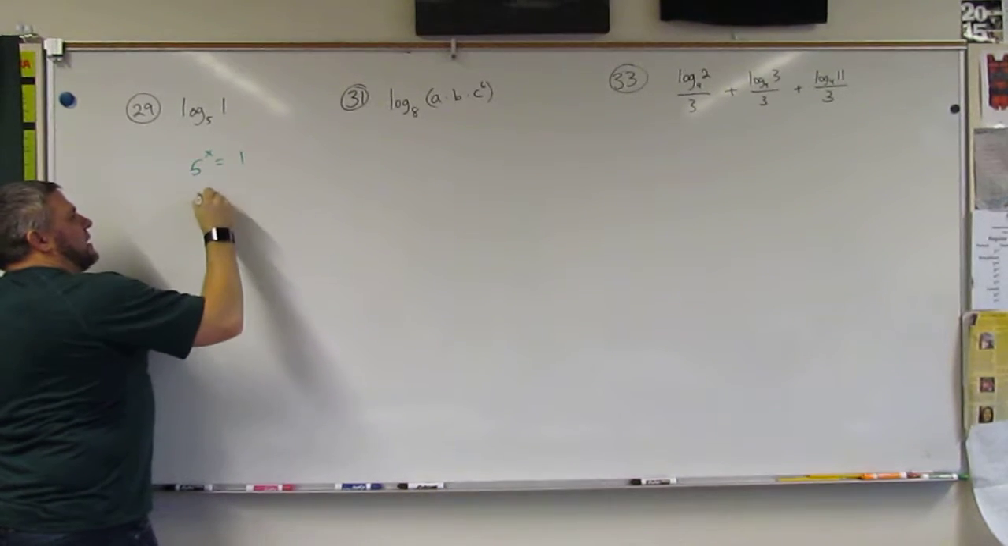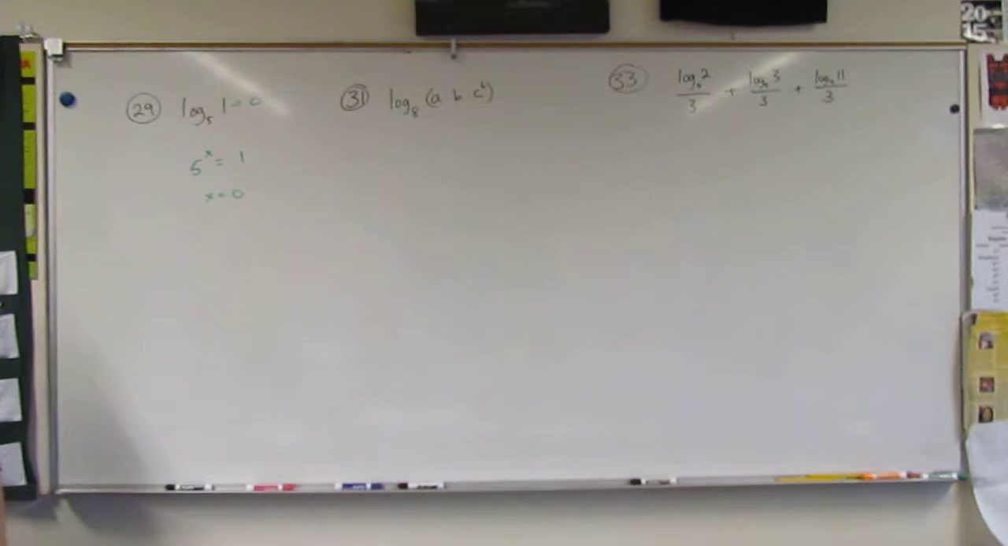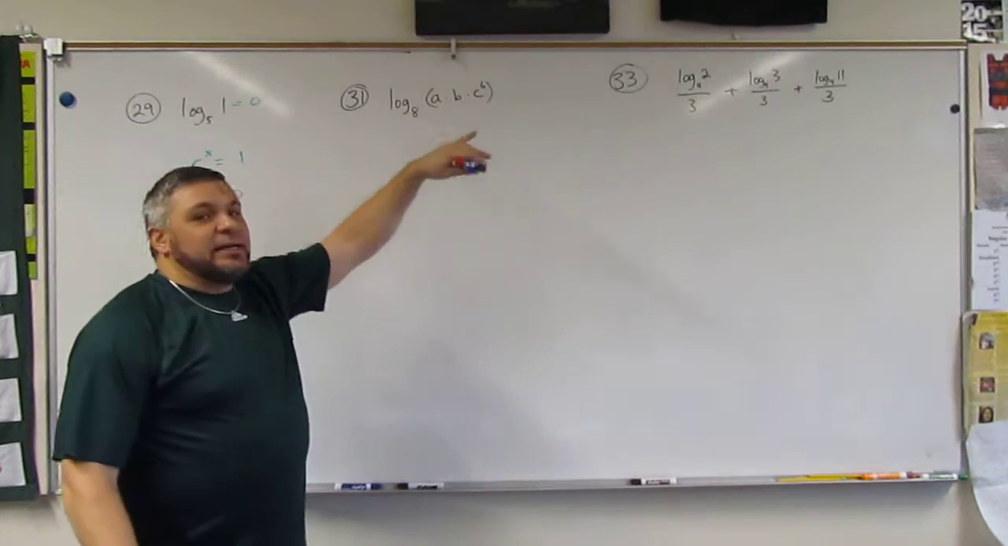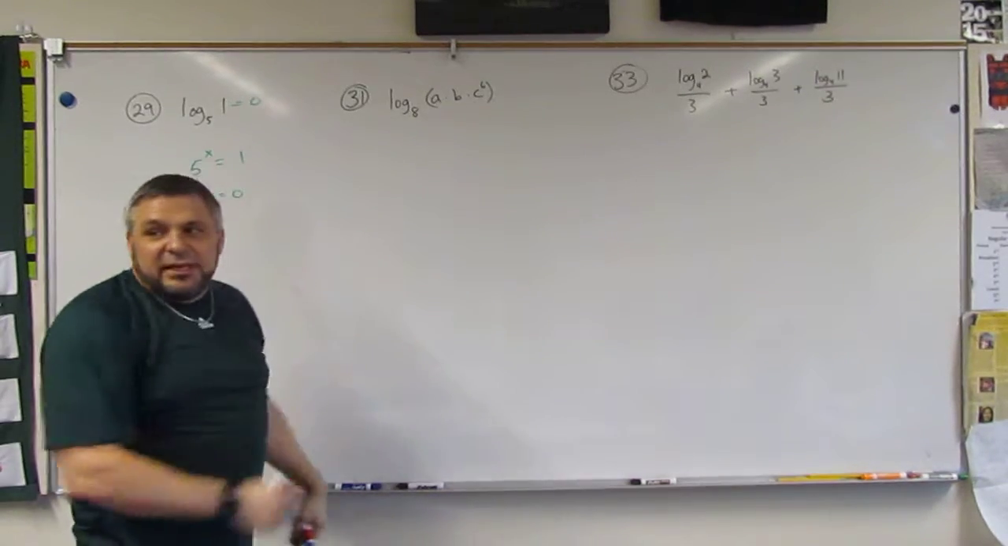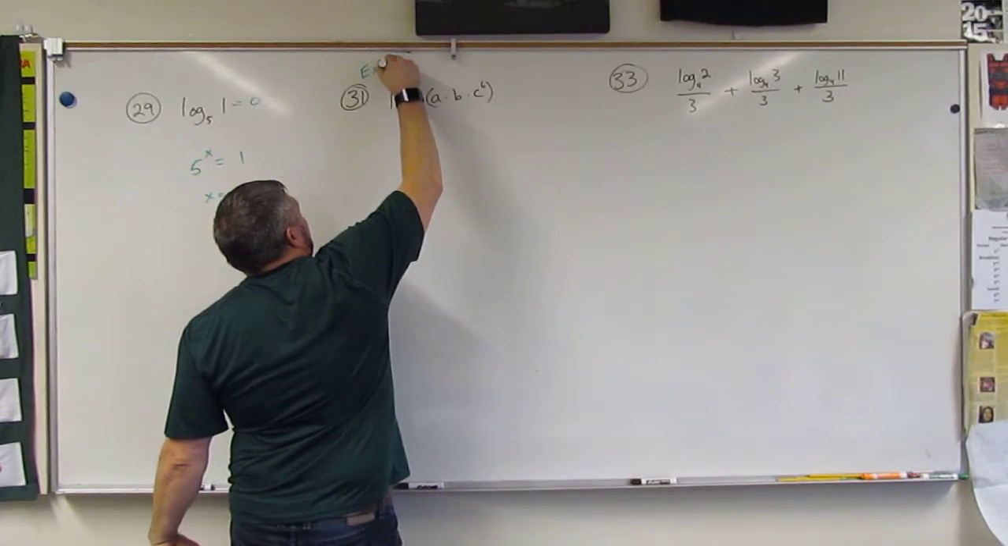X has to be 0, right? That should be one of your rules. Okay, this one is expanding, right? And the other one's condensing. So we're going to expand.